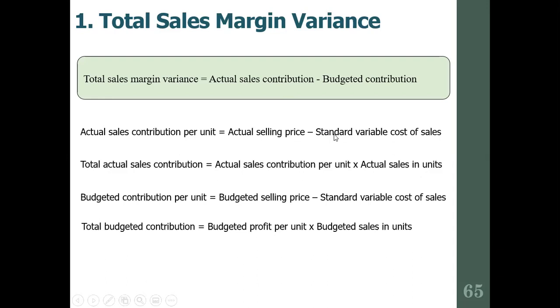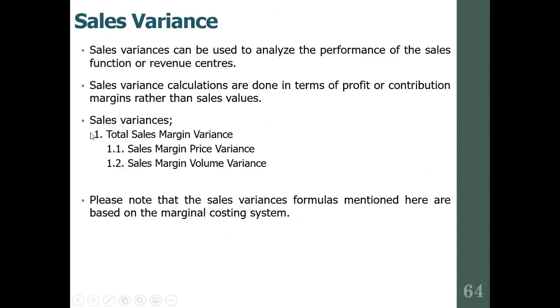Right? This is the point where you can go wrong. It's the standard variable cost. Actual selling price minus the standard variable cost is what you take. Then you have the actual sales contribution per unit multiplied by the actual sales units. That is the total actual contribution. And when it comes to the budgeted contribution per unit, you take the budgeted selling price minus the standard variable cost, and then multiply by the budgeted sales in units. That gives you the budgeted contribution. Thereby, it gives you the total sales margin variance. So it is possible for you to calculate the total sales margin variance.